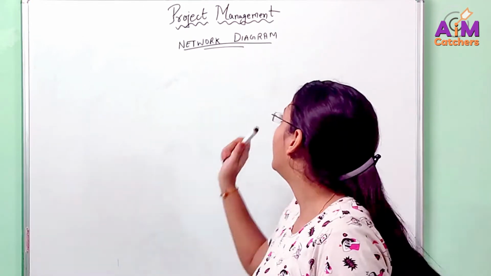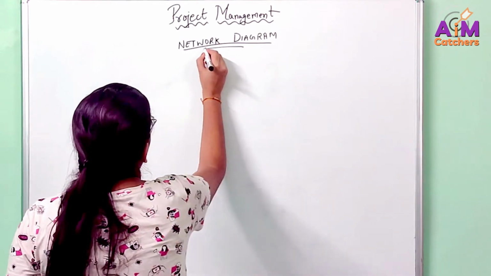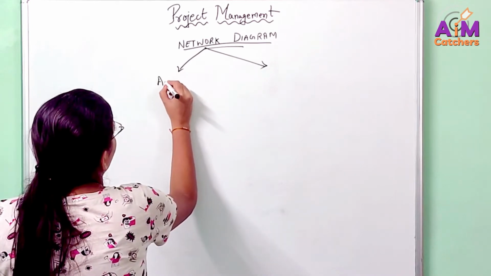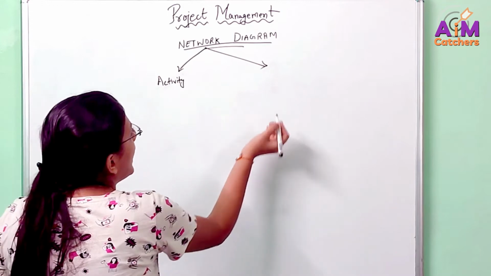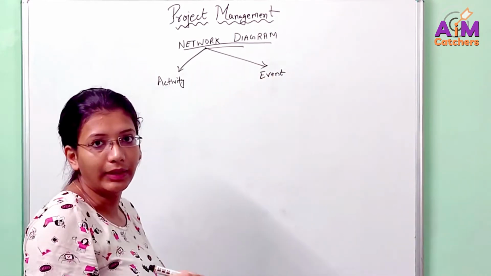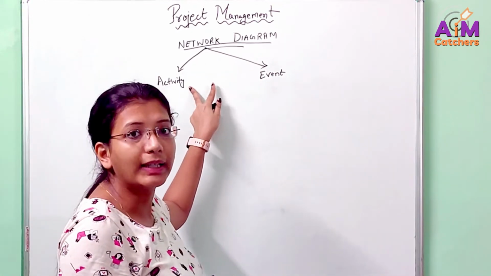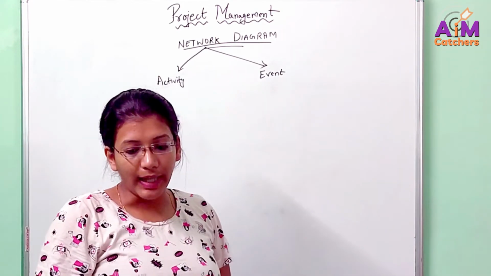For a network diagram, we will have two major things. What are those two major things? The first one is activity. That is the process. This will involve some time consumption. And the next thing is event. This is the result of the activity. In any network diagram, we will have both of these, activity and event.